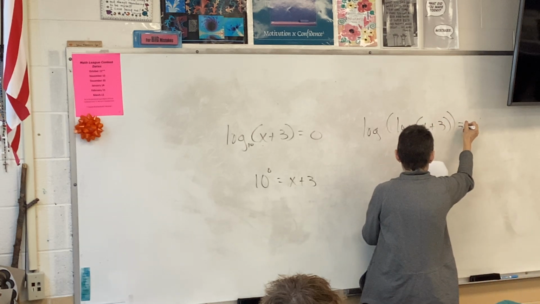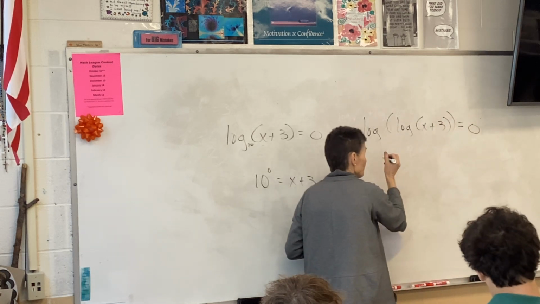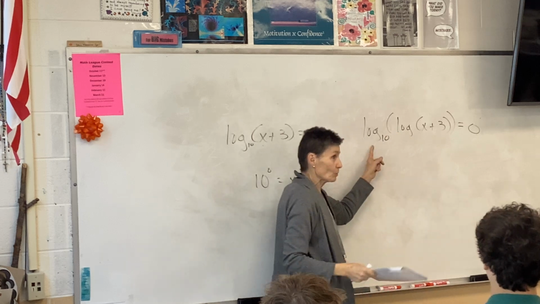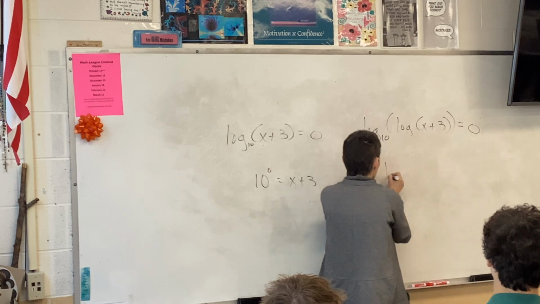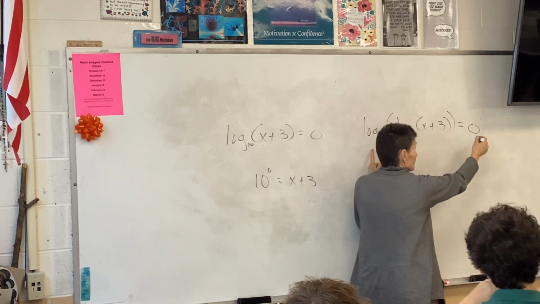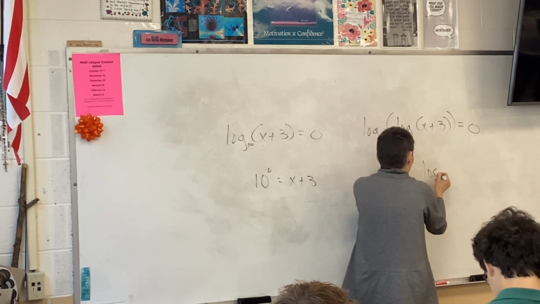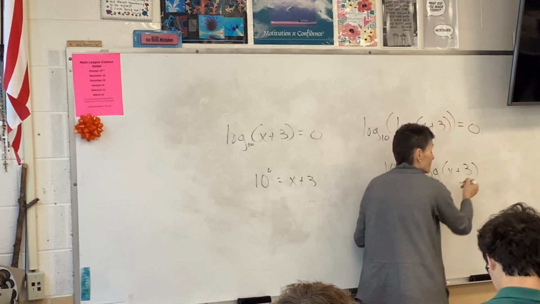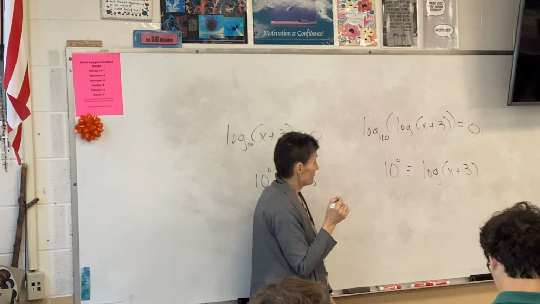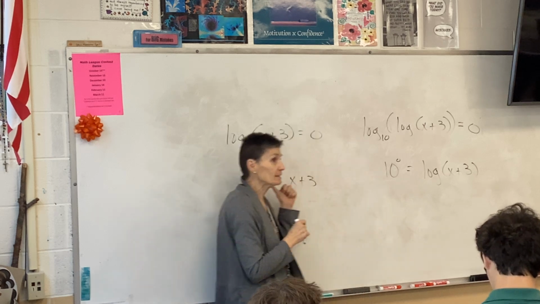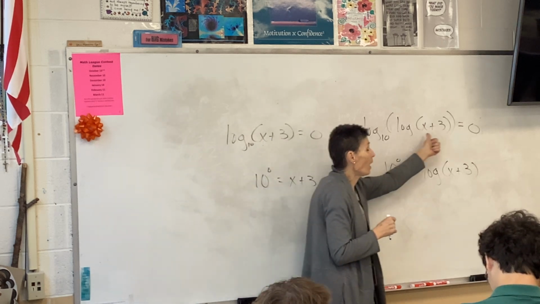So what if we loop-de-loop the outer logarithm? What would it say? 10 to the 0 equals log x plus 3? Is everybody okay with that? Exactly like this. We just have a quantity in there now.